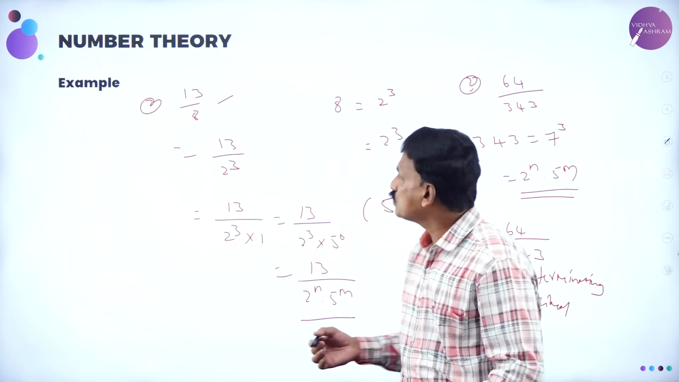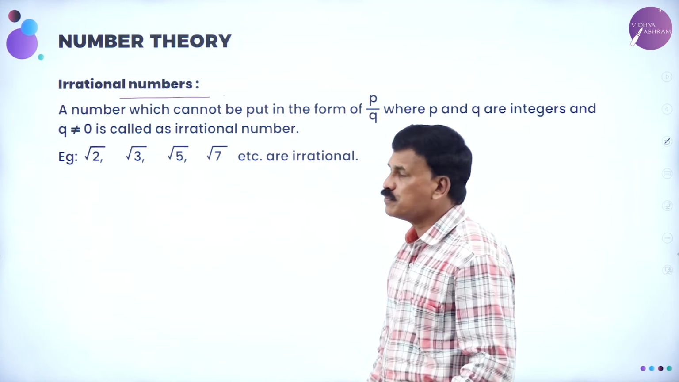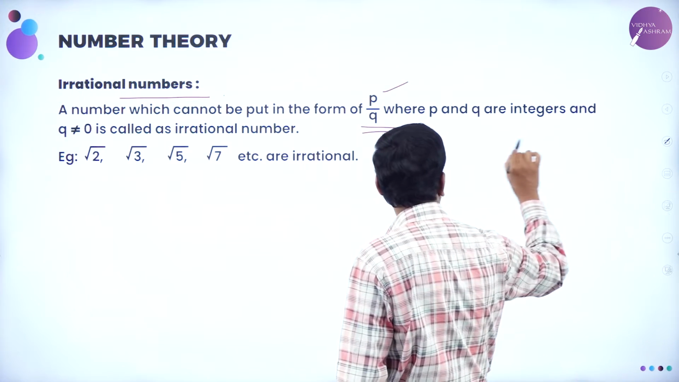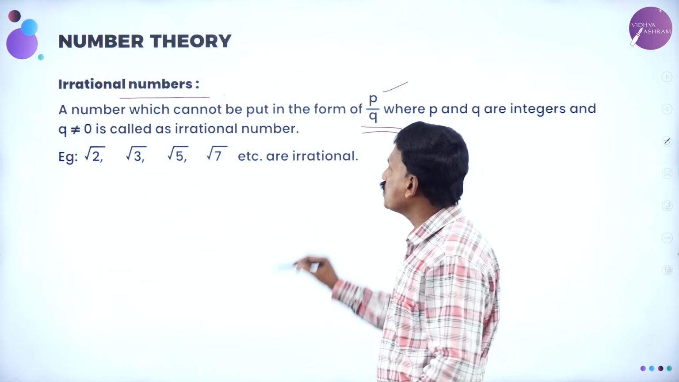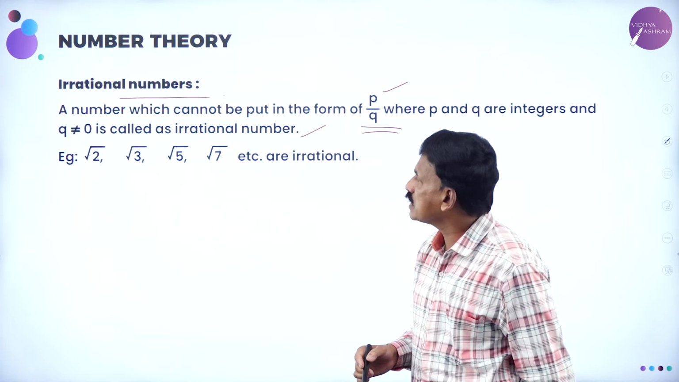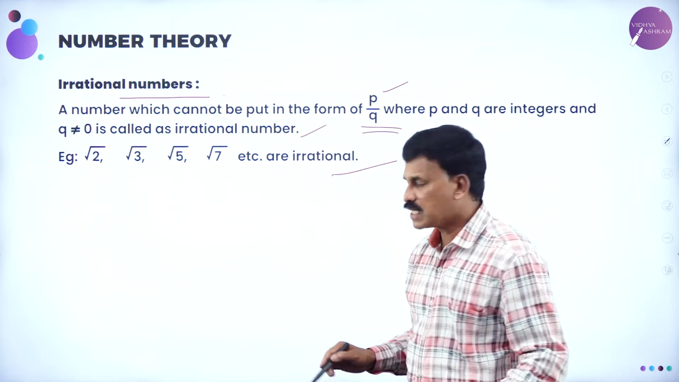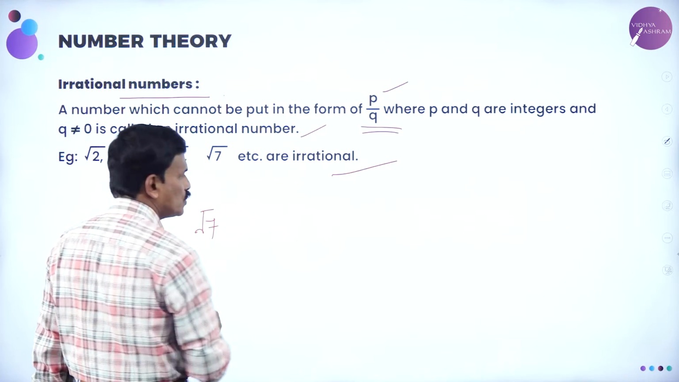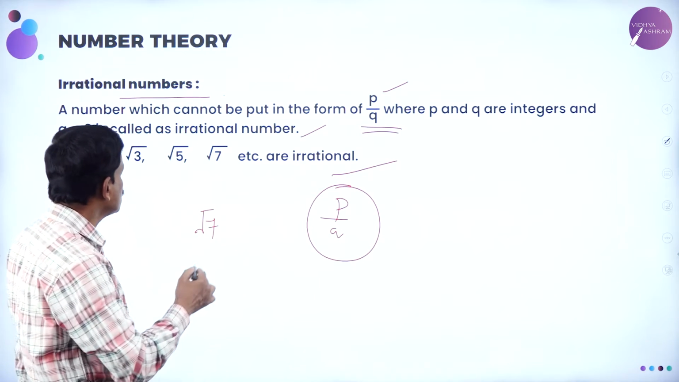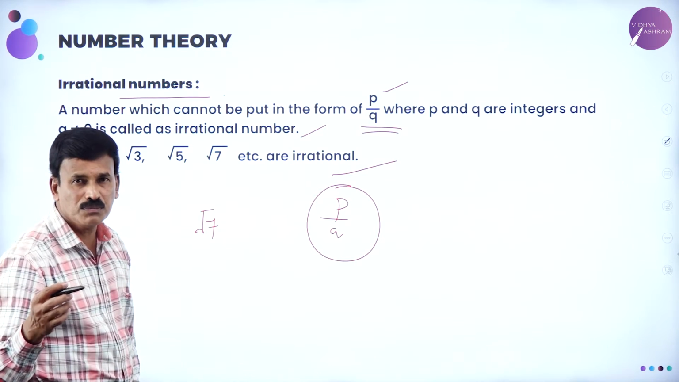Okay. Now, let us come to the next concept, very important, irrational numbers. A number which cannot be put in the form p by q, where p and q are integers and q is not equal to 0, is called an irrational number. Numbers which are not in the form p by q are called irrational numbers. For example, root 2, root 3, root 5, root 7, these are all examples of irrational numbers. So, root of 7 cannot be put in the form p by q. Therefore, this is an example of an irrational number. So, irrational numbers means numbers which are not in the form p by q.